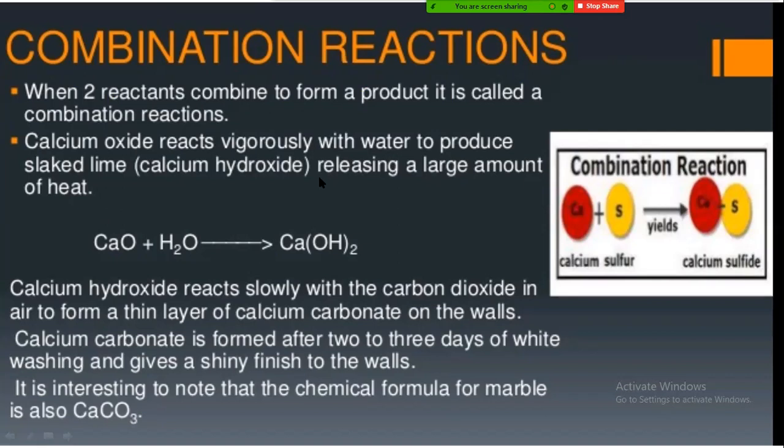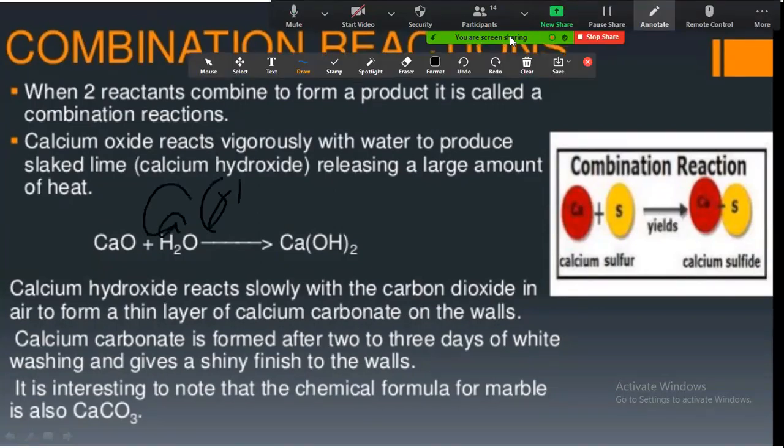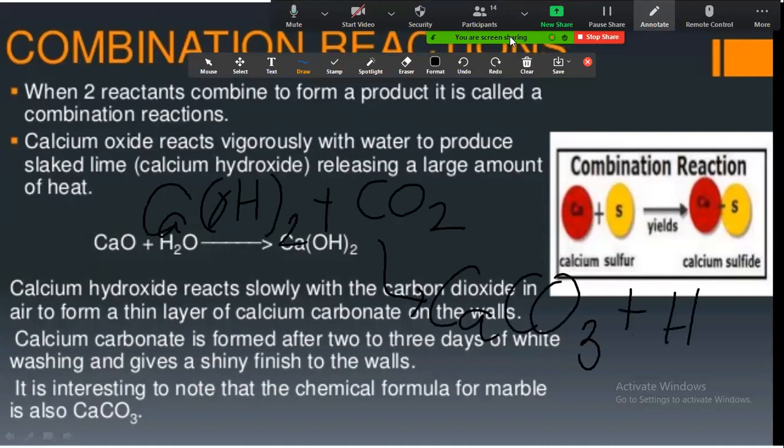Okay. So calcium hydroxide reacts slowly with carbon dioxide in air to form a thin layer of calcium carbonate on the walls. This calcium hydroxide, let me write it here. Calcium hydroxide plus CO2 will result into CaCO3 plus H2O.